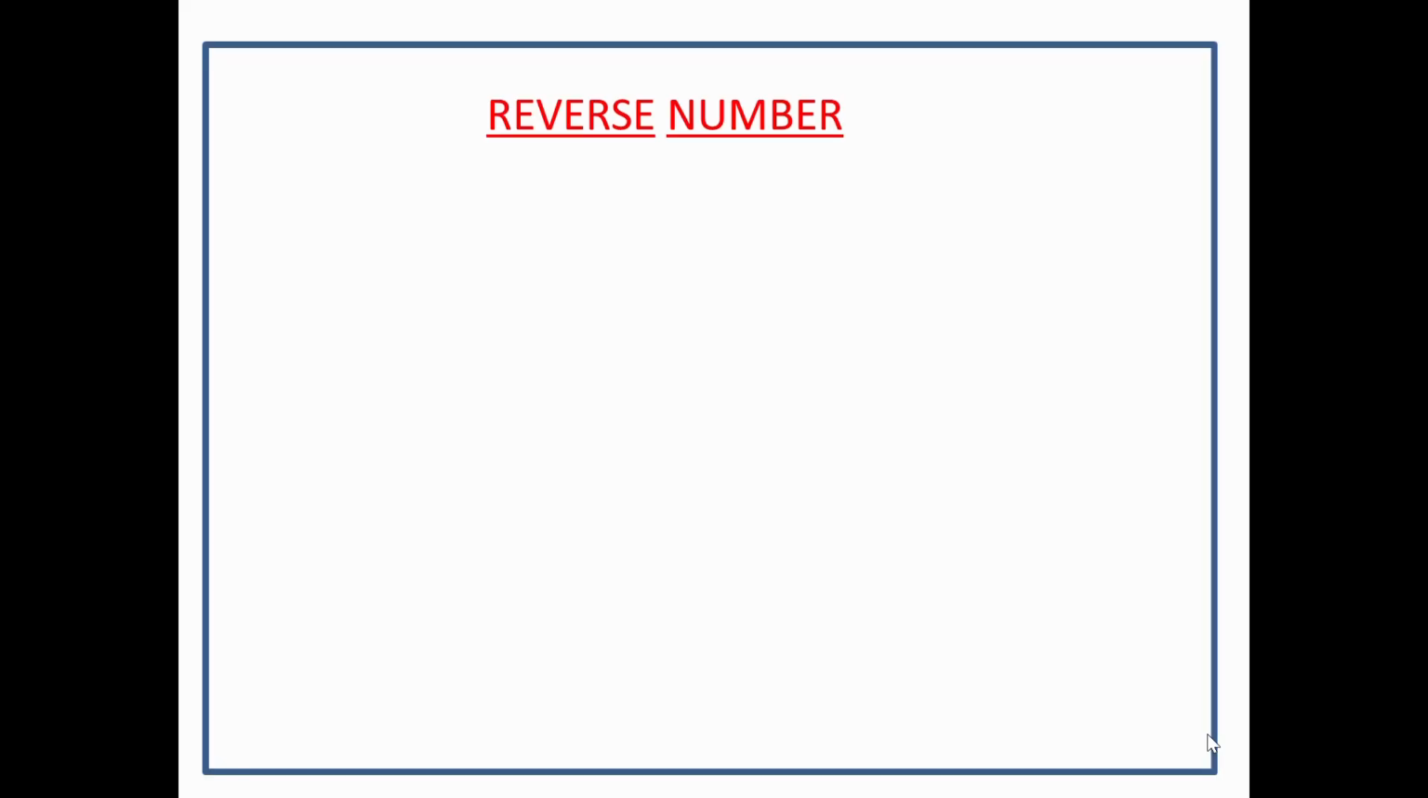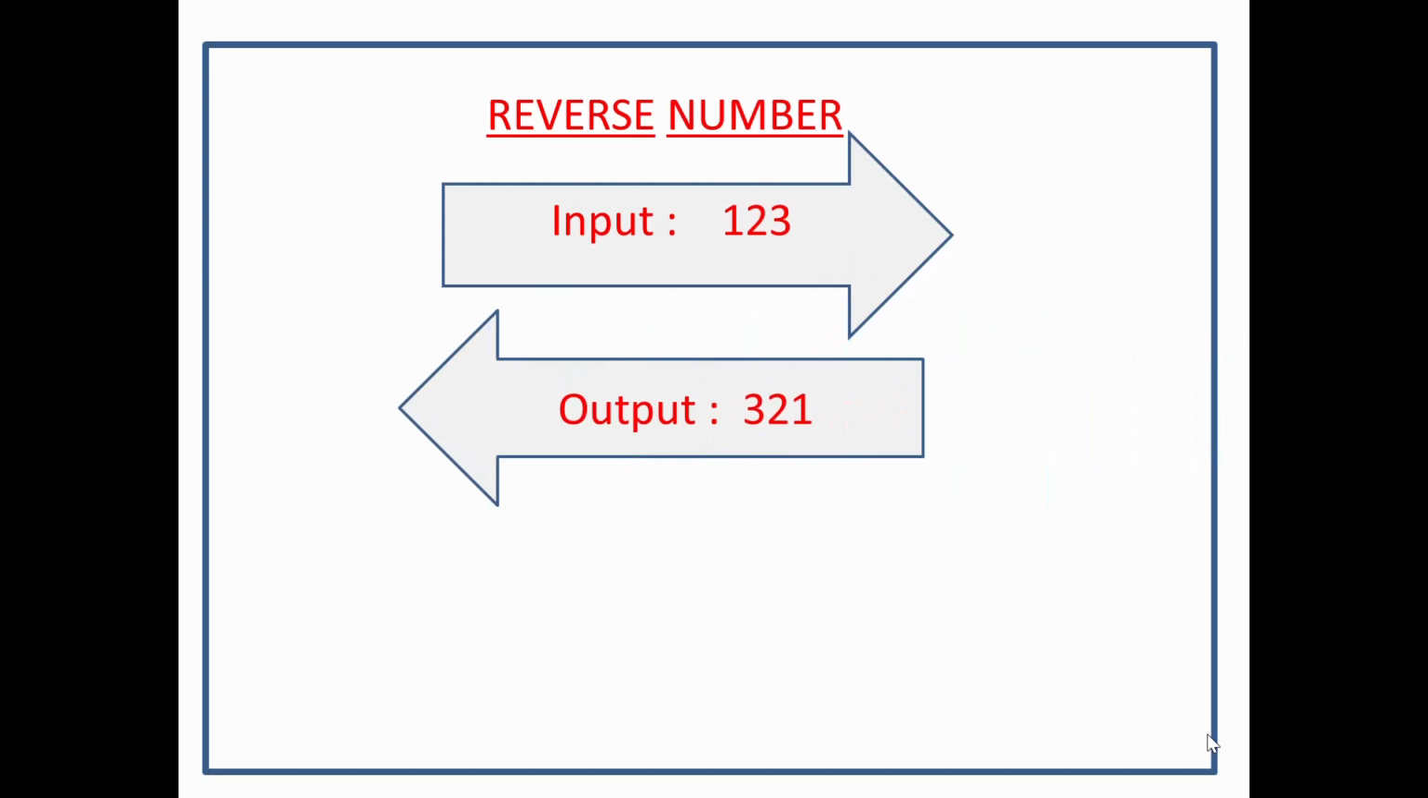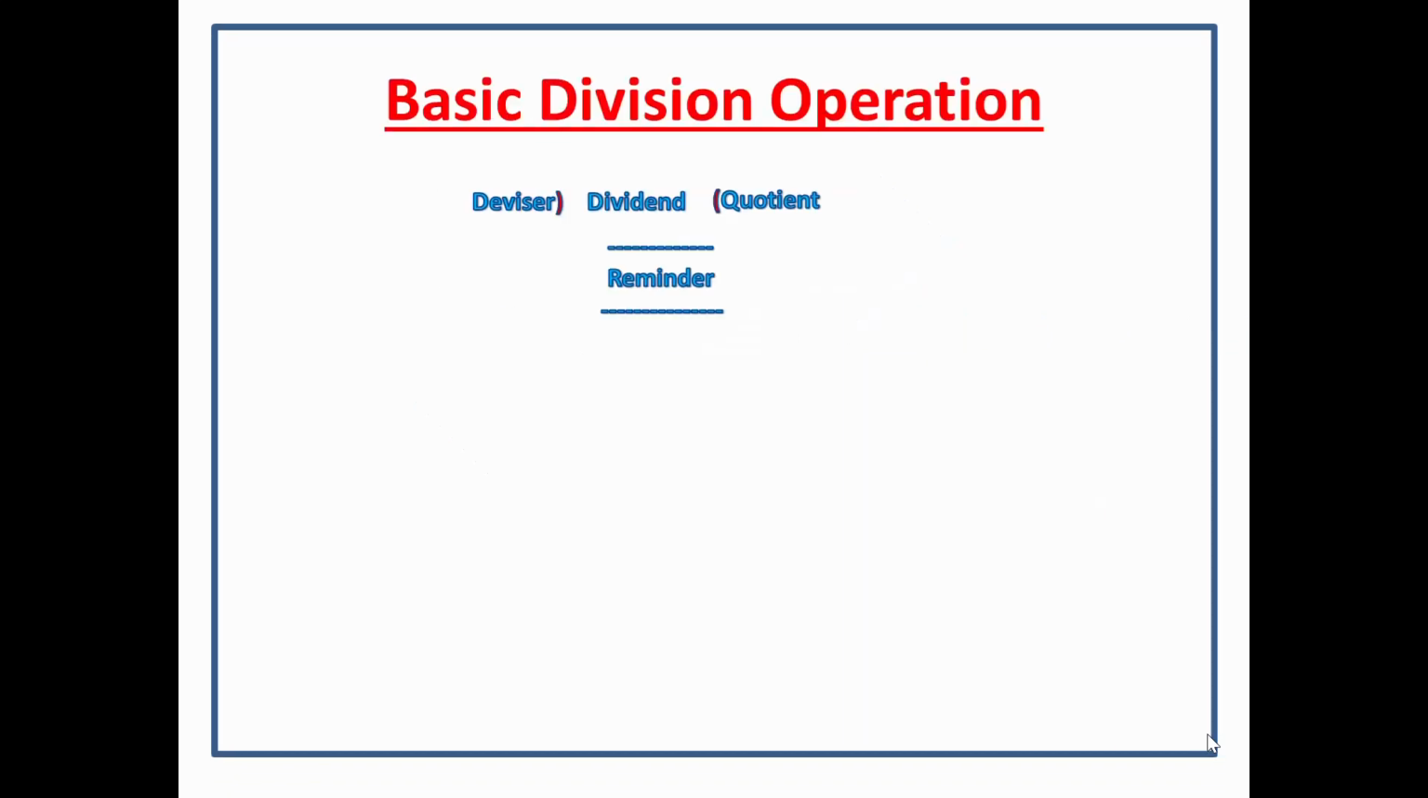Hello everyone. Today I am going to explain the reverse number Java program. Input is 1 2 3, output is 3 2 1. This is the basic structure of the division operation.